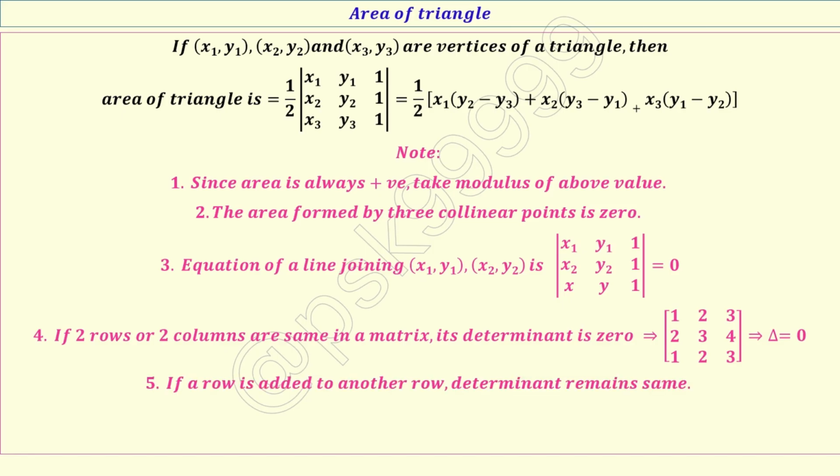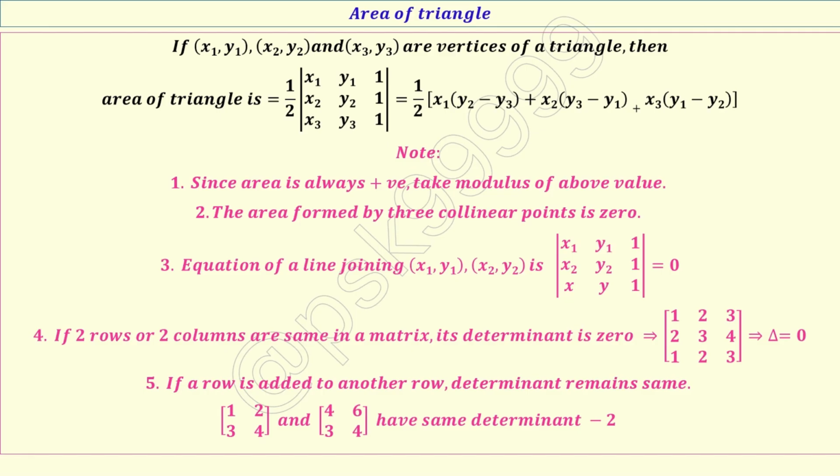Now if a row is added to another row, the determinant remains the same, which means if I have a matrix 1 2 3 4, and I am adding 3 to 1, it becomes 4, and 4 to 2, it becomes 6. Now the determinants of these two are the same, which is minus 2: 4 minus 6, and 16 minus 18. Both ways it is minus 2. The determinant doesn't change if you add a row or column to another row or column. So these are very simple applications of determinants.